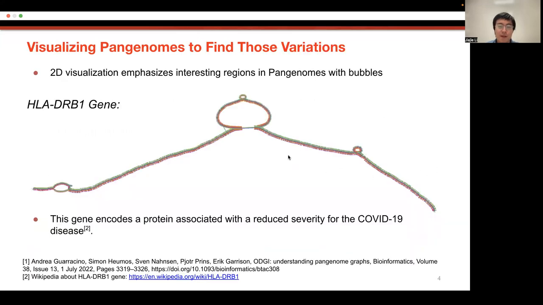In this graph, you can see that there are several variation loops that we want to demonstrate in the process of 2D visualization. So that's why we want to visualize the Pangenomes.